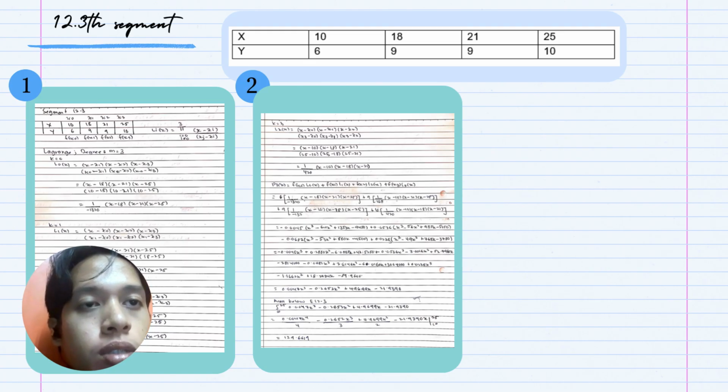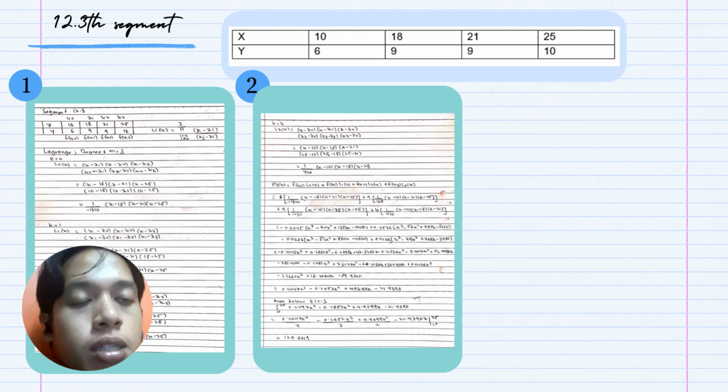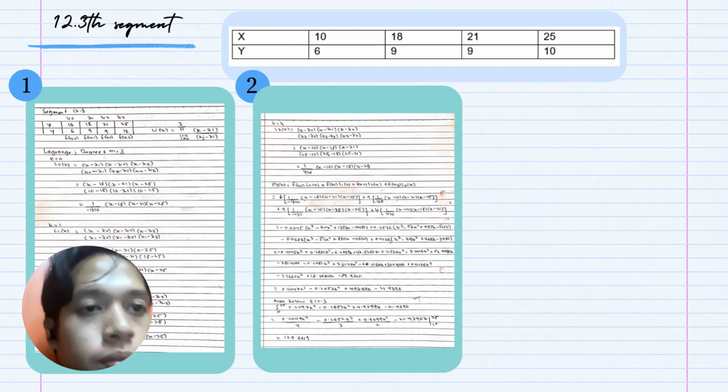In these two segments, we use the same method, which is Lagrange, so that the calculation could be more accurate since it uses the same method. This means the area might be the same.